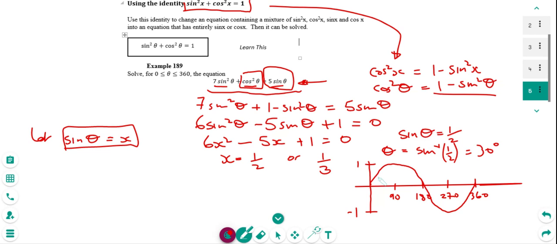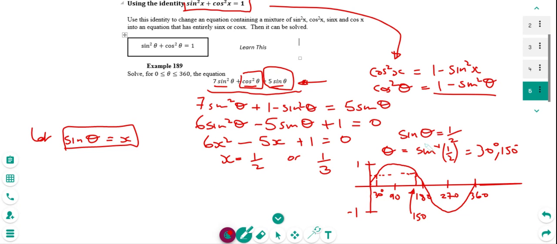So our calculator has given us this value here, which is 30 degrees. And then if we project across on the graph, we get this one here, which we can get by subtracting 30 from 180. So that value is 150. There are no other values in our range because then the graph goes negative between 180 and 360. So we get another value from that, which is 150.